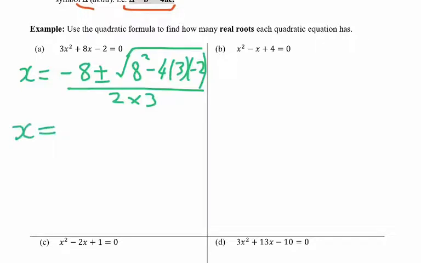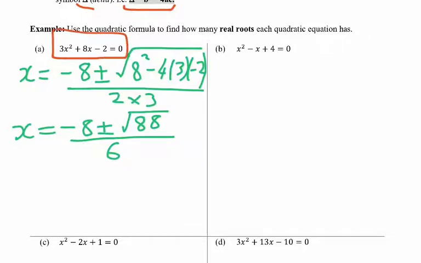So it gives us x equals minus 8 plus or minus the square root. Now get your calculator out, work this out. You're going to get 64 minus 4 times 3 times minus 2. You're going to get 88, all divided by 6. So how many real roots do we have to the equation? We have 2 real roots.